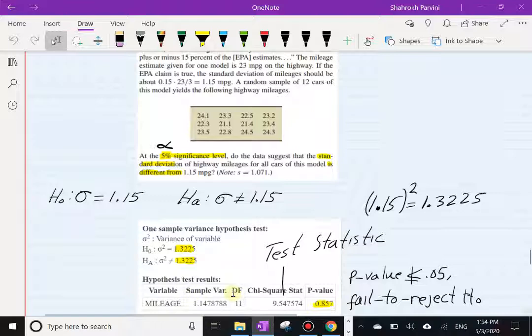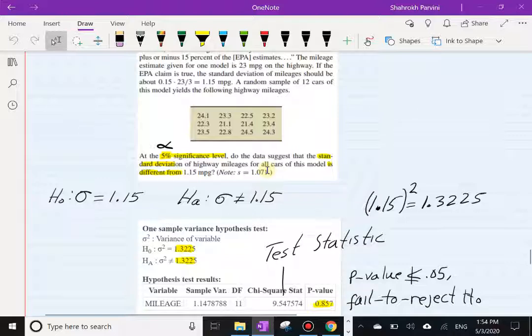So before I leave this page, this is our test statistic. And look at the p-value here. The p-value is very large, so it's not even close to 0.05, much higher. So we definitely fail to reject this null. We have absolutely no evidence against the null. And look at the standard deviation that you're given here, by the way, 1.071.